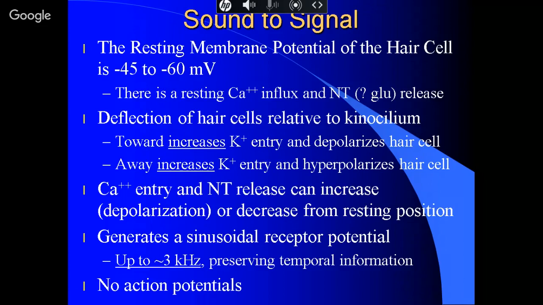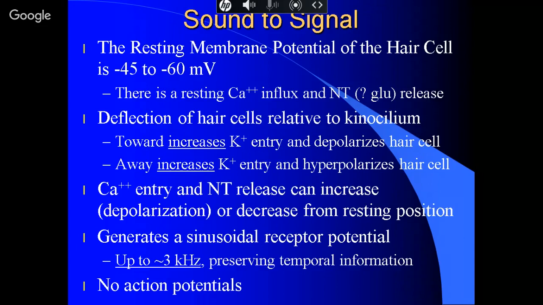There's an apical and a basal system. In both cases, though, you're going to increase potassium and either hyperpolarize or depolarize the cell, which is very peculiar, I got to tell you, very peculiar. Same cell. Now, calcium entry and neurotransmitter release can increase with depolarization or decrease with hyperpolarization. So it's always ready to oscillate. That's what's really nice about it. And so it can generate a sinusoidal receptor potential up to 3 kilohertz. So up to 3,000 vibrations per second, the system actually keeps pace with the sound.